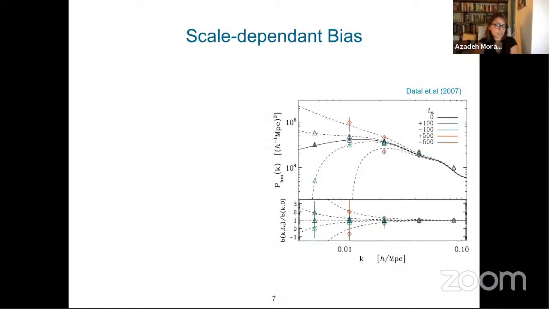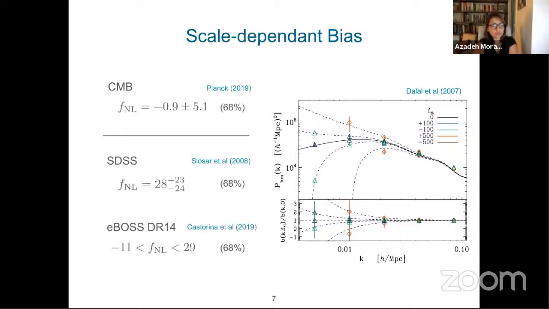And this is what is referred to as a scale-dependent bias, which was first measured in this paper by Dalal et al. in 2007. What is shown in this plot is a cross-correlation of the halo-matter power spectrum, which shows the scale-dependent correction that I discussed before. As you can see, for different values of FNL, positive values will enhance the power on the largest scales, while negative values will suppress the power. So this signature is used to constrain FNL from the current generation of galaxy surveys.